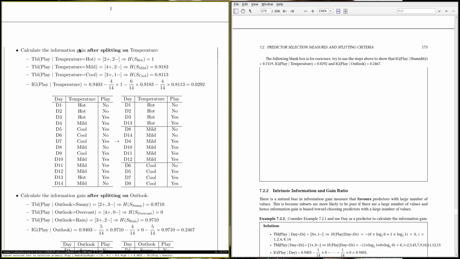So if we were to split based on temperature, again we'll do something similar. Take the table, just take out the temperature and take out the play. But this time we're going to split more because of what? Based on the definition of our information gain, we basically split things based on category, right? So we have hot, we have mild, and we have cold. So we split them.